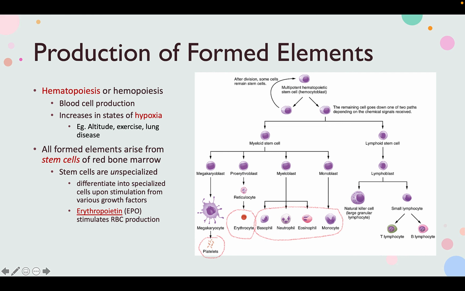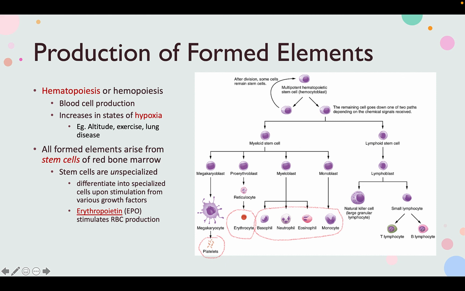But stem cells are generated in red bone marrow. They are unspecialized, meaning that they can turn into different cells and become specialized, so that those cells go on to do a special function, such as become a bone cell, a brain cell, or a blood cell. Differentiated cells go on to do their own special task. They differentiate into specialized cells when they're stimulated by various growth factors. So erythropoietin, EPO, stimulates red blood cell production.